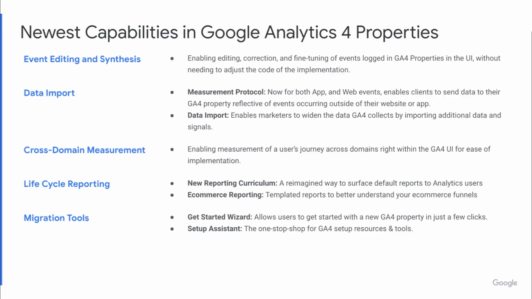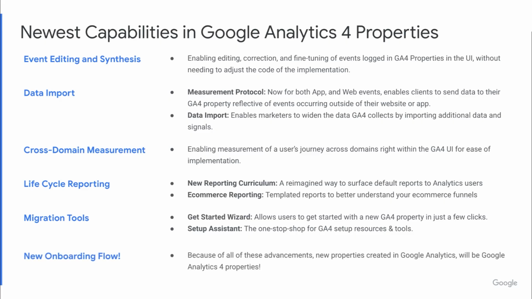There's a new setup assistant, which is a one-stop shop for all of your setup resources and tools, which includes a new Getting Started wizard, which automates the setup process in just a few clicks. And finally, there's a new streamlined onboarding flow, making Google Analytics 4 properties the new default when you create a new property in Google Analytics.